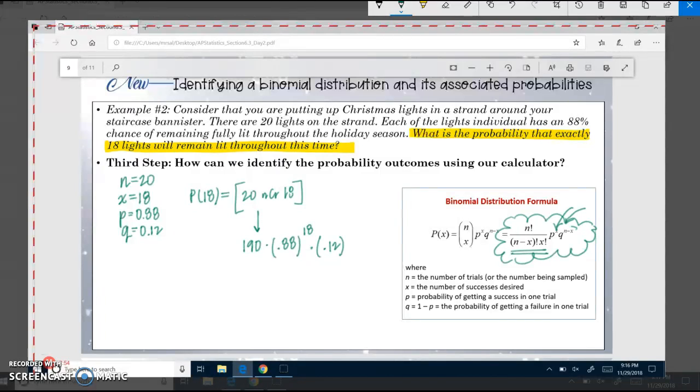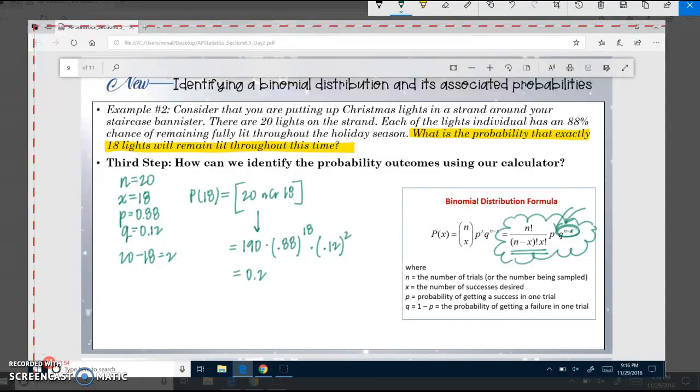And then here, our n minus x, that's the number of trials minus number of successes. So number of trials is 20, number of successes is 18. So 20 minus 18 is going to be 2. So this is going to be raised to the second power. So let's go ahead and multiply that whole thing out. 190 times 0.88 raised to the 18th power times 0.12 raised to the second power.